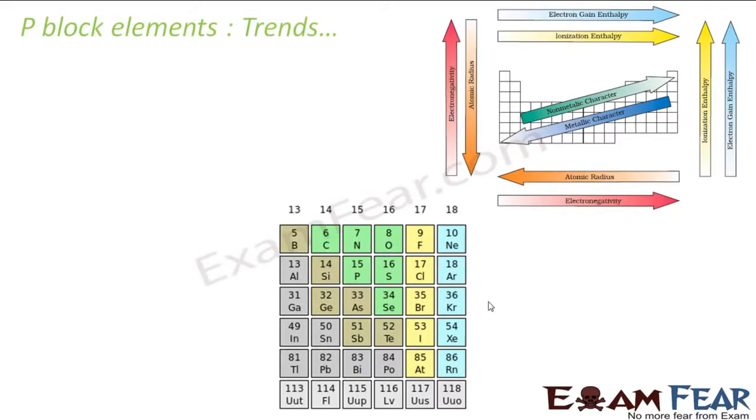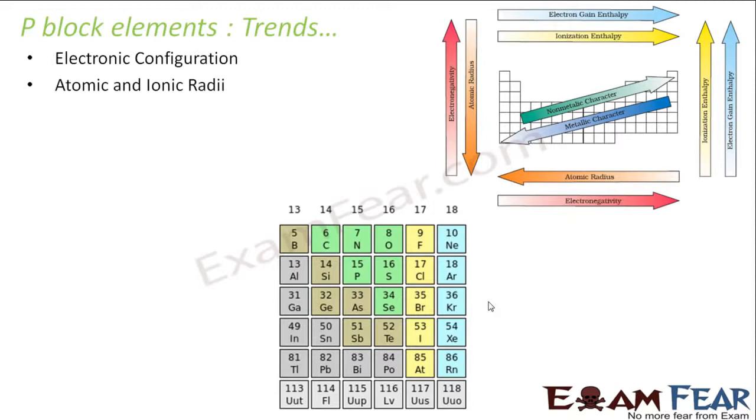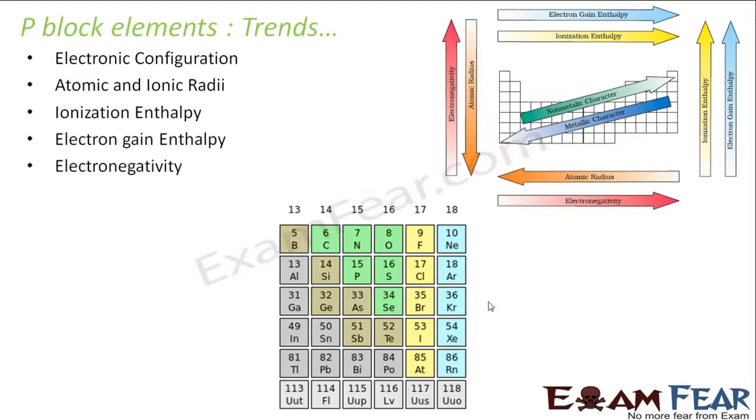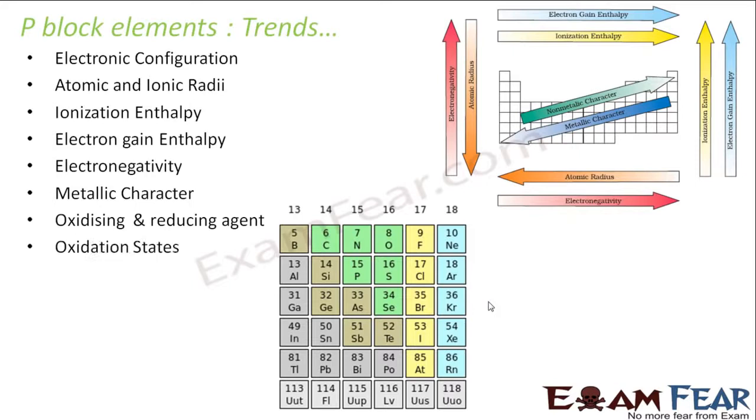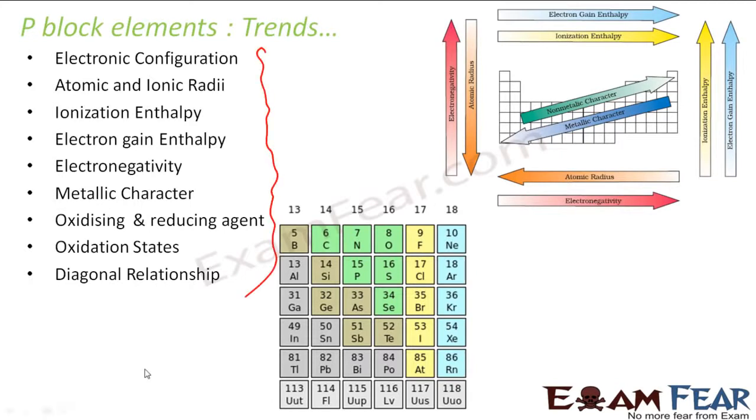Let's talk about the P block trends. First, we'll talk about the electronic configuration, we'll talk about the trends in atomic and ionic radii, the ionization enthalpy trends, the electron gain enthalpy trend, the electronegativity trend, the metallic characters, oxidizing and reducing agents, oxidation states, and diagonal relationships. So this is all we'll cover in the periodic table trends.